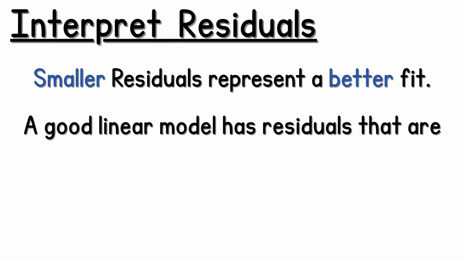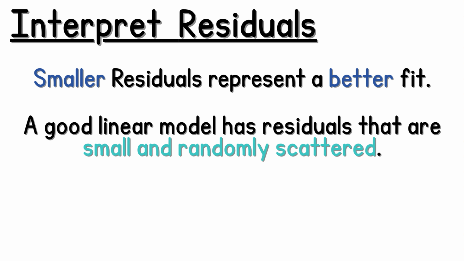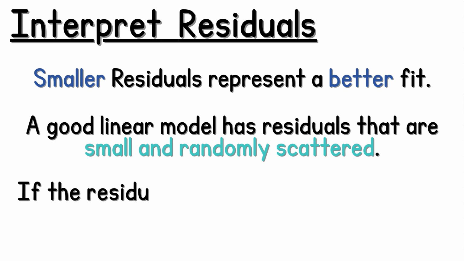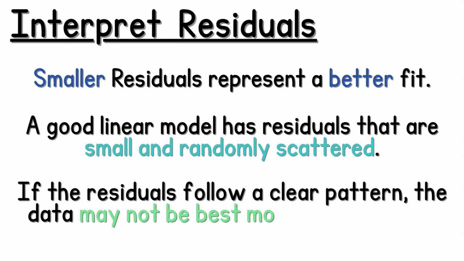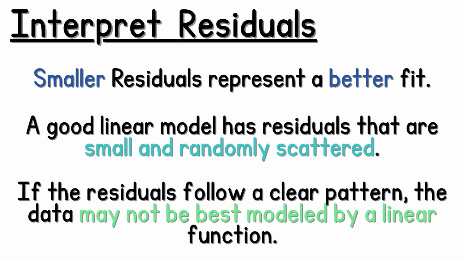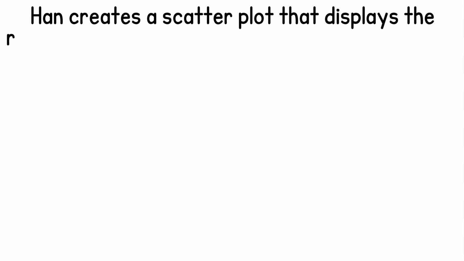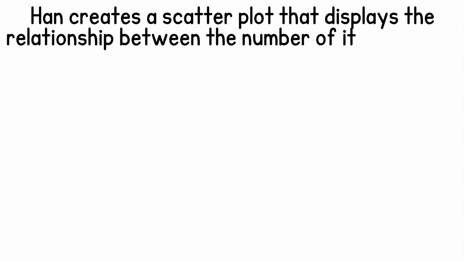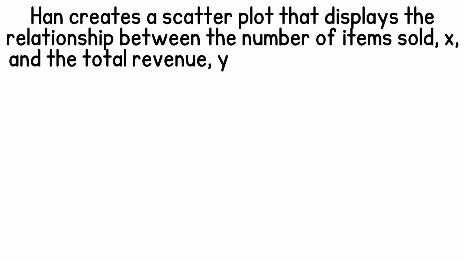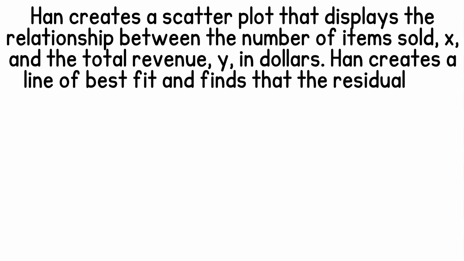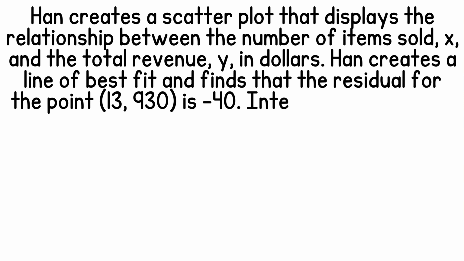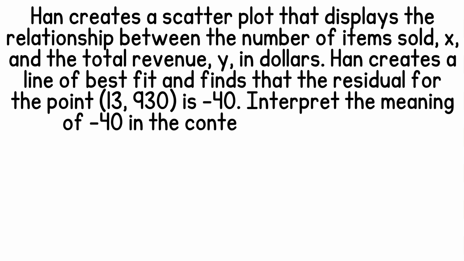A good linear model has residuals that are small and randomly scattered. If the residuals follow a clear pattern, then that tells us the data may not be best modeled by a linear function. So let's look at some examples and interpret the residuals. Han creates a scatter plot that displays a relationship between the number of items sold, X, and the total revenue, Y, in dollars. Han creates a line of best fit and finds that the residual for the point (13, 930) is negative 40. We'll interpret the meaning of negative 40 in the context of this problem.